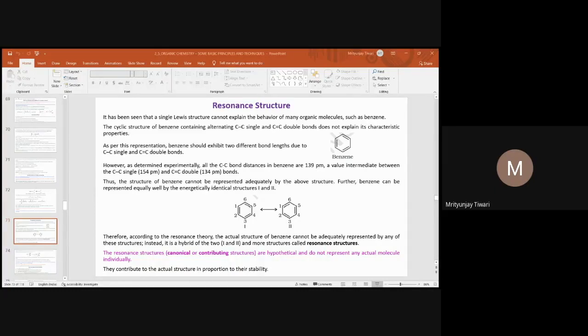So ortho position is 2, 6 position, meta position is 3, 5 position. Sorry, ortho position is 2, 6 position. Meta position is 1, 2, 3, 4, 5. So 3 and 5 position is the meta position, and fourth position is the para position. Anyway, I hope you understand this.